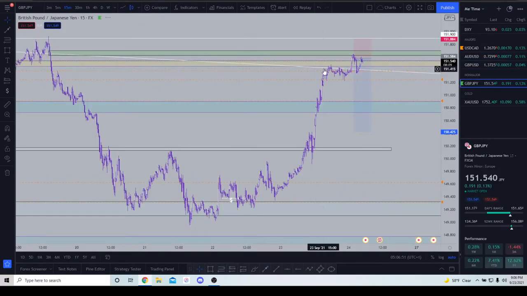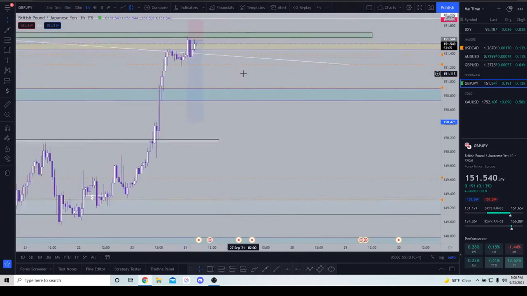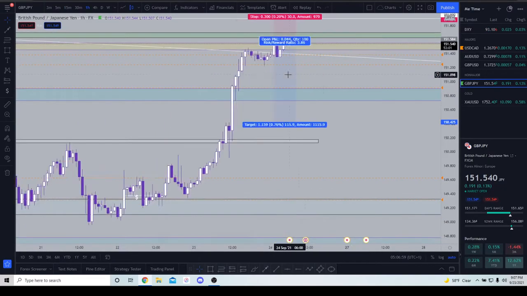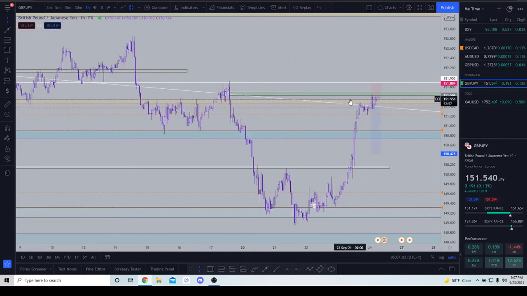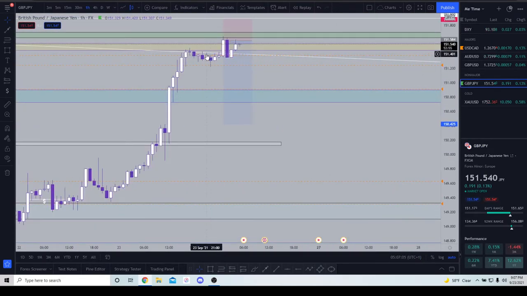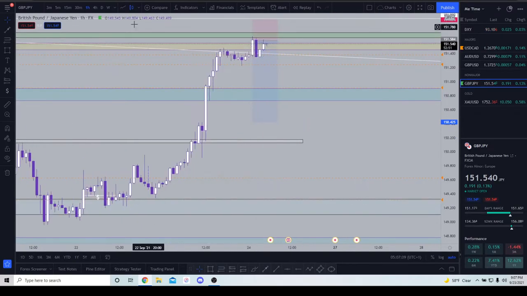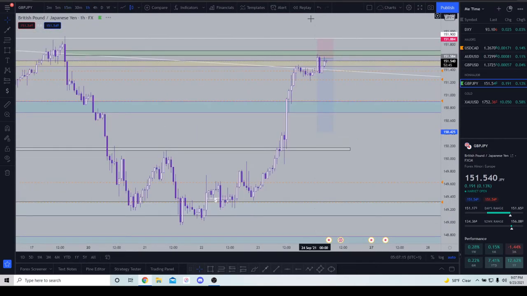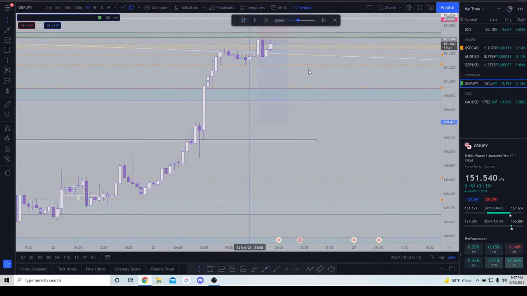GBP JPY, I'm currently in this trade. It's actually not looking too bad. So the way I was looking at it, right, we have this big downtrend happening. I was waiting for this fake out above this level. I called this trade out before it happened. It was looking something like this. It was looking something like that.